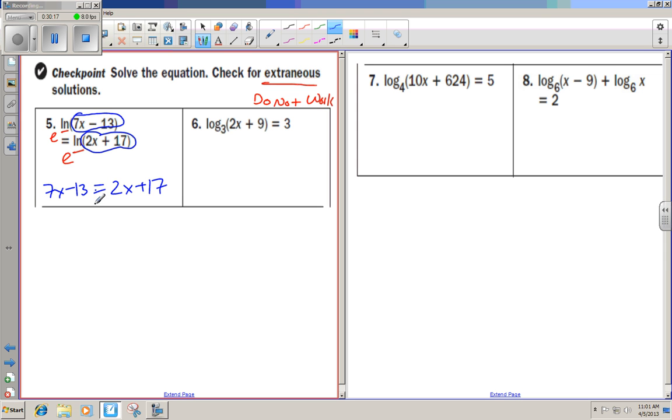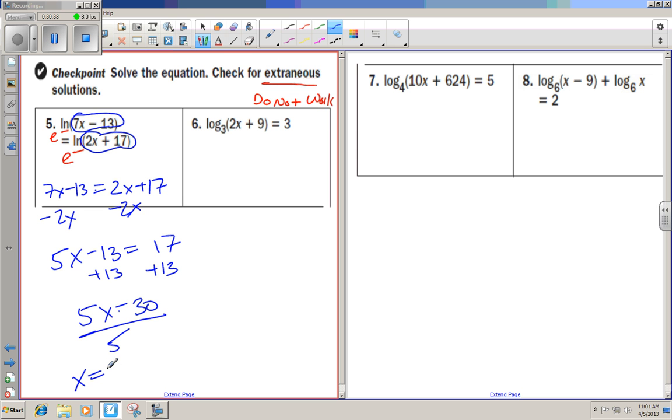And when you solve this, minus 2x, the 8th grade math classes are working on solving equations with variables on both sides. Add 13, 5x equals 30, divide by 5, x is 6.